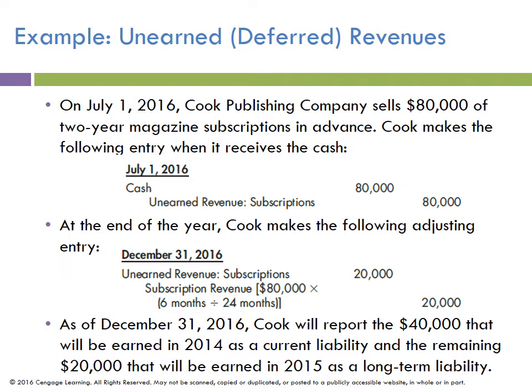Take a look. July 1, 2016, Cook Publishing Company sells $80,000 of 2-year magazine subscriptions in advance. On that day, Cook will debit cash, credit unearned revenue. At the end of the year, when they've provided 6 months worth of those subscriptions, they'll debit unearned revenue for $20,000 and now credit subscription revenue $20,000. That's assuming that they don't make any adjusting entries for the monthly. How do we get the $20,000? $80,000 times 6 months divided by 24 months, because that $80,000 is for 2 years of subscriptions.